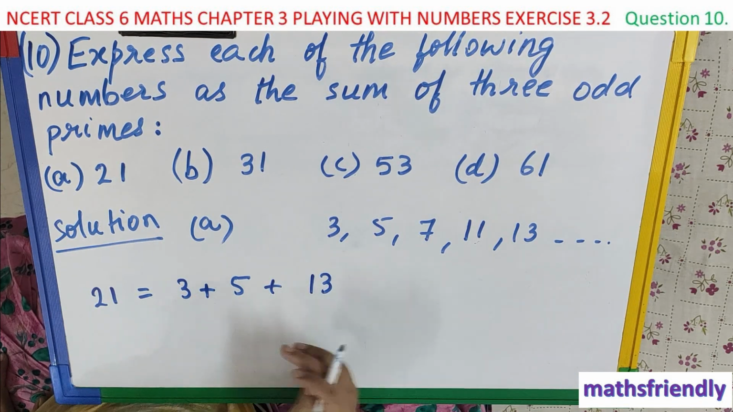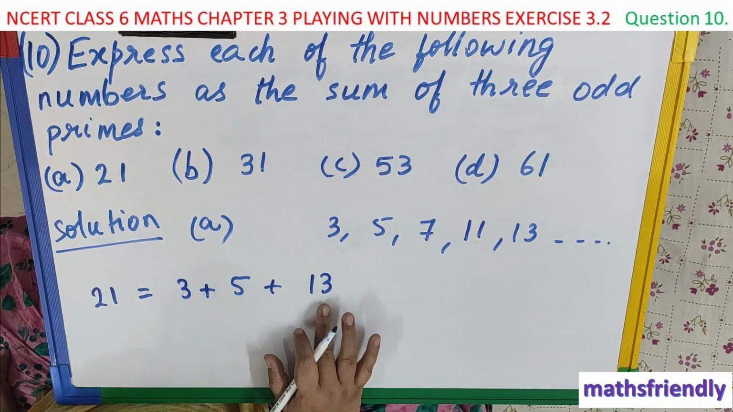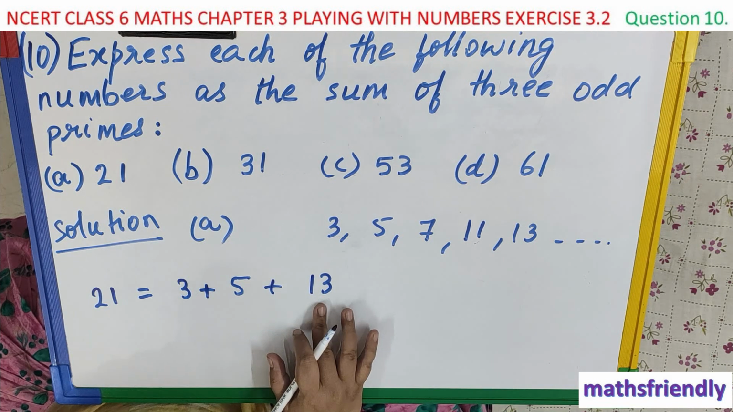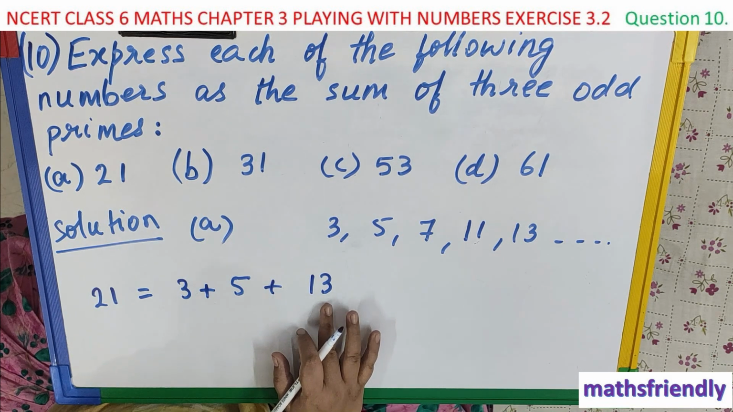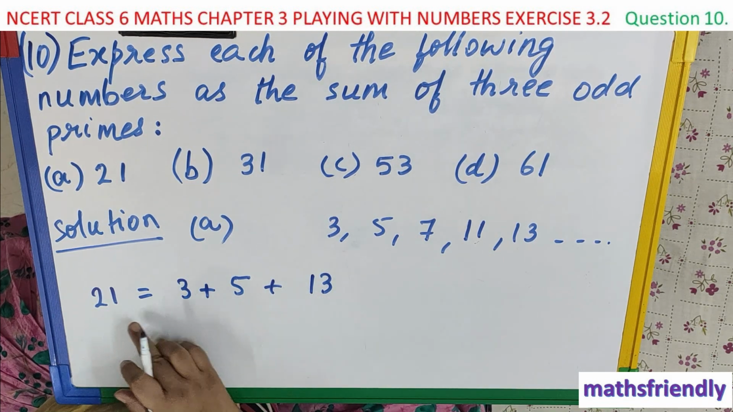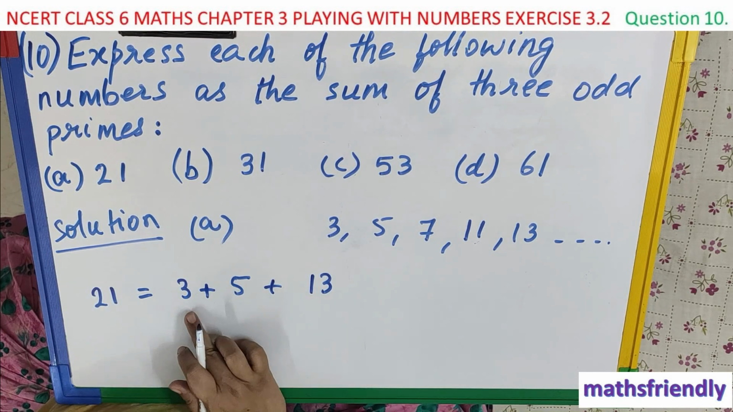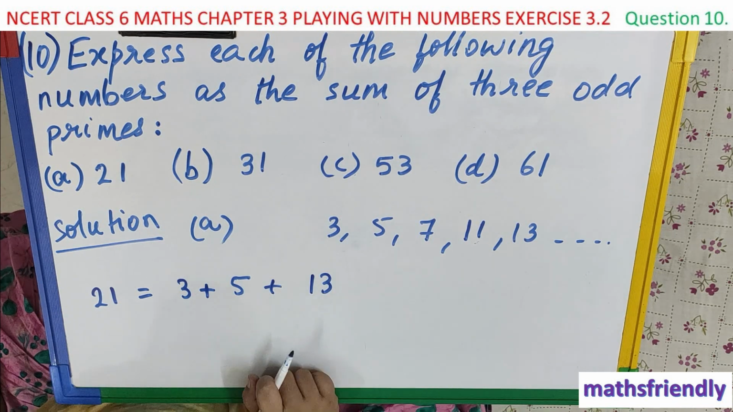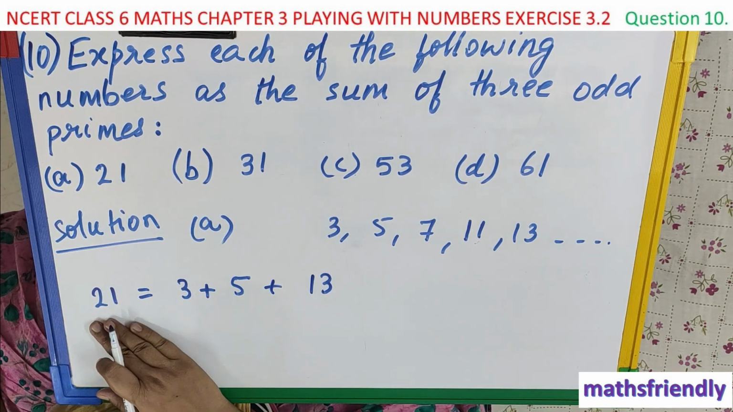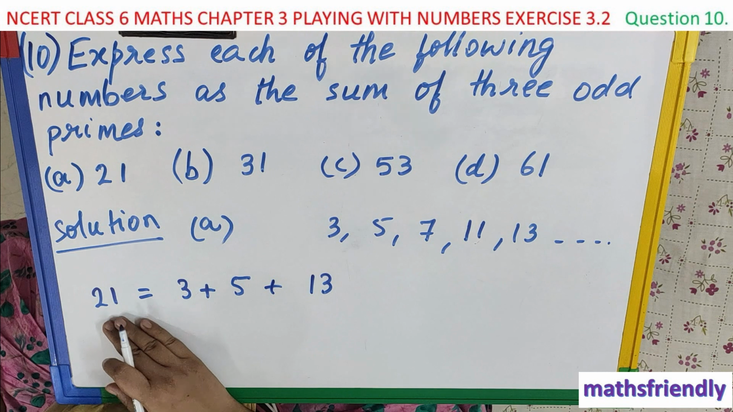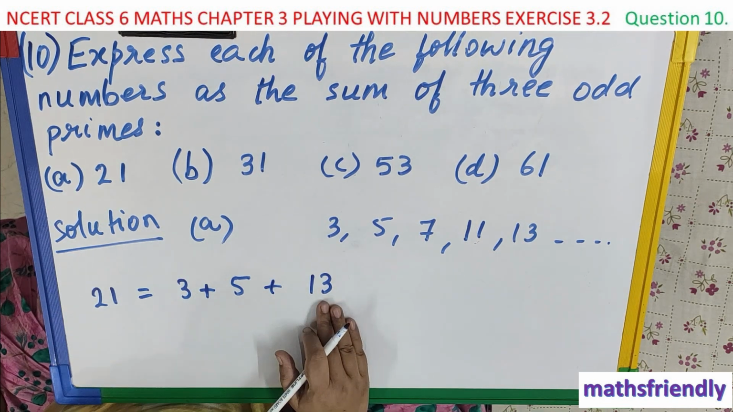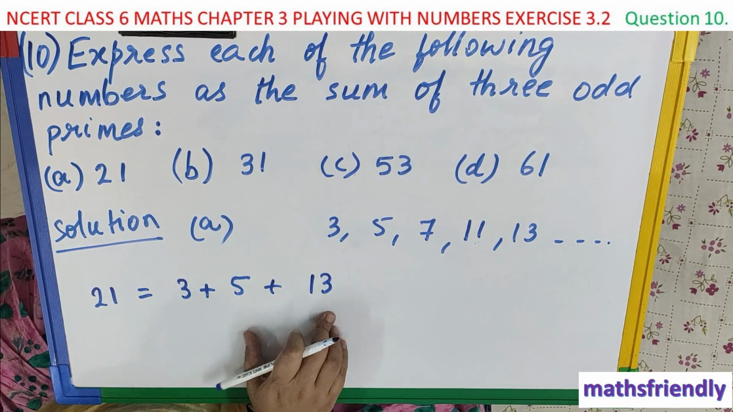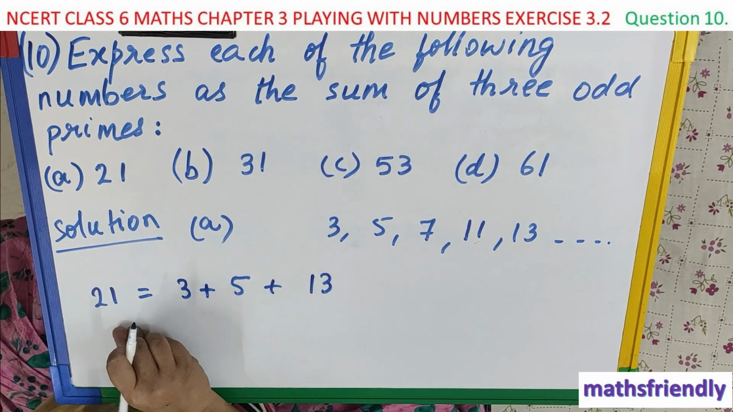8 plus 13 is 21, right? So we have expressed 21 as a sum of three odd prime numbers. There are other ways also to express 21 as a sum of odd primes, because there are other odd prime numbers whose sum will give 21.